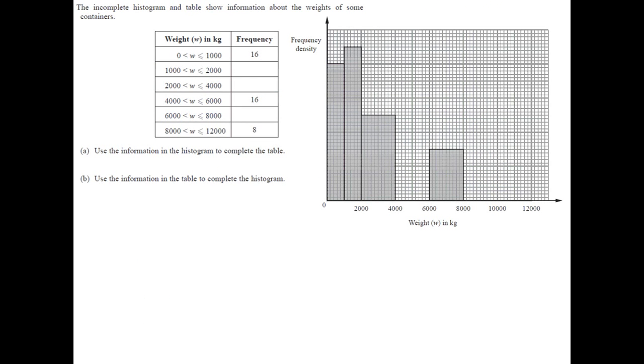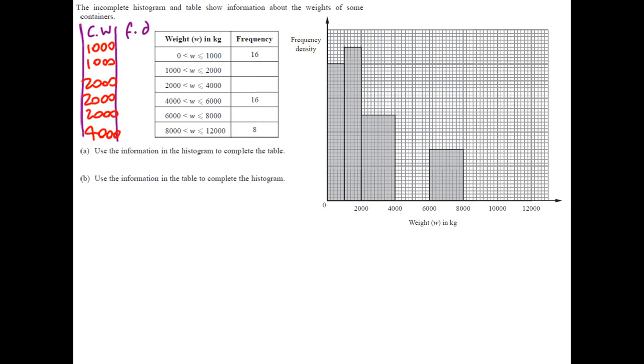The incomplete histogram and table shows information about weights of some containers. So we've got big numbers here, 0 to 1,000. If you haven't got space, you can do class width and frequency density in a column of your own. So class width, frequency density. Class width from 0 to 1,000 is going to be 1,000. From 1,000 to 2,000, 1,000. 2,000 to 4,000, 2,000. 4,000 to 6,000, 2,000. 6,000 to 8,000, 2,000. 8,000 to 12,000, 4,000.